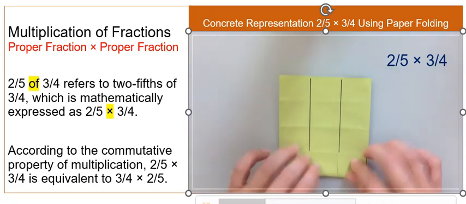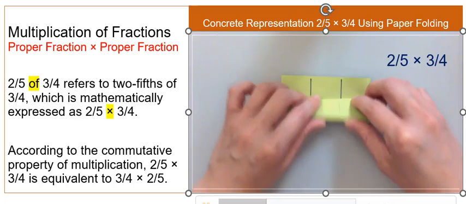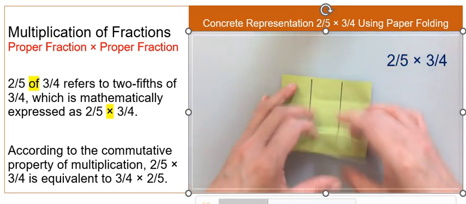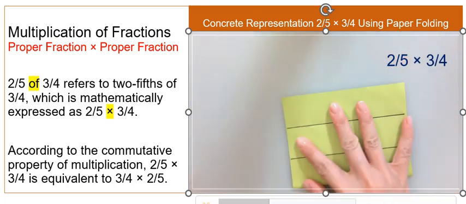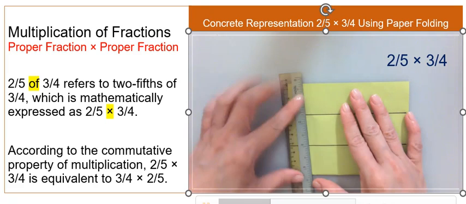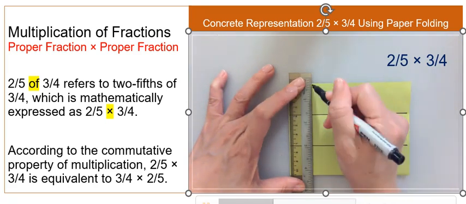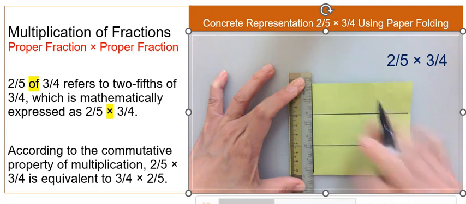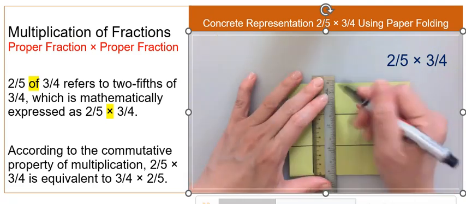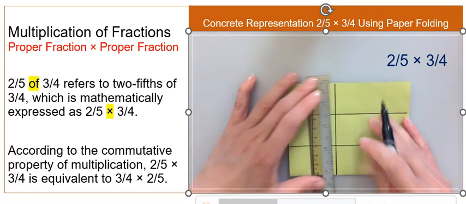I'm going to divide this paper into 5 parts. So dividing 3 out of 4 into 5 parts, using the marker to divide 3 out of 4 into 5 parts.